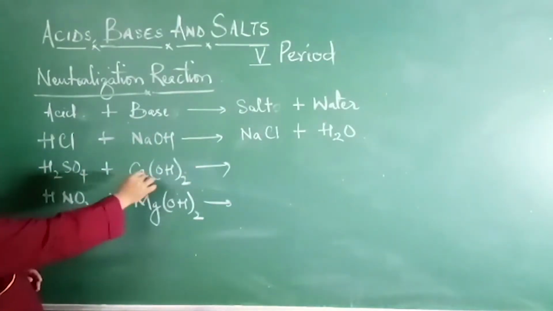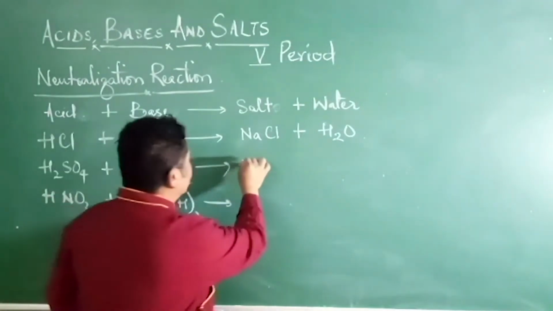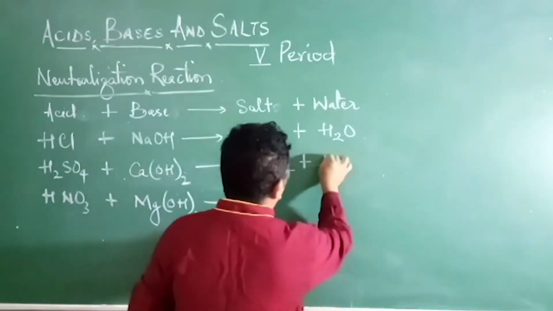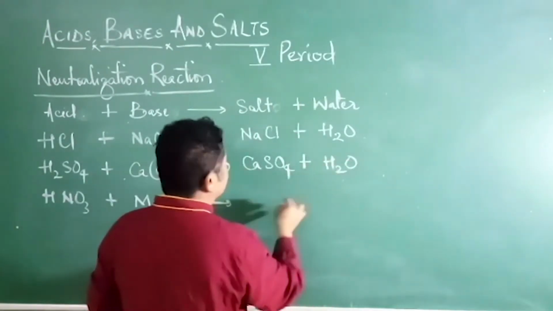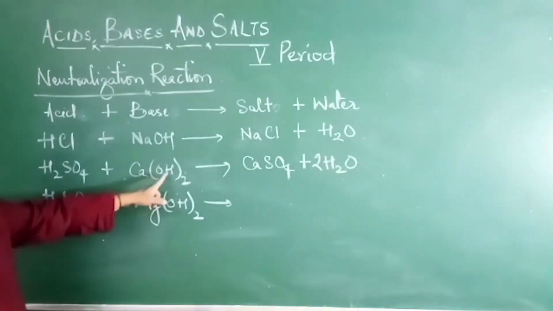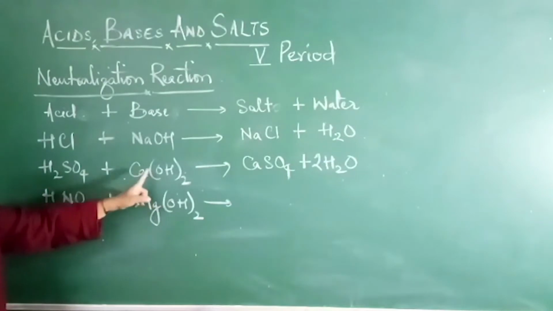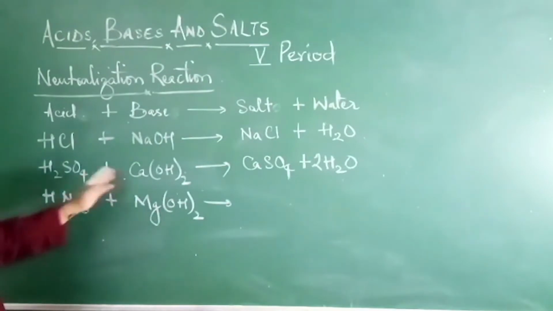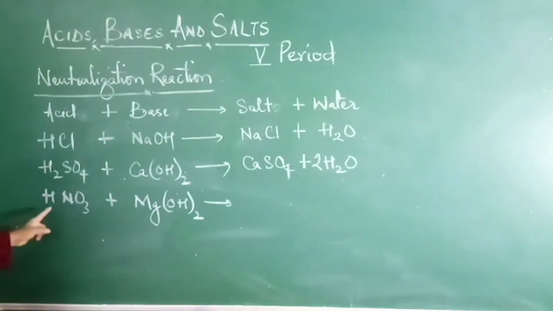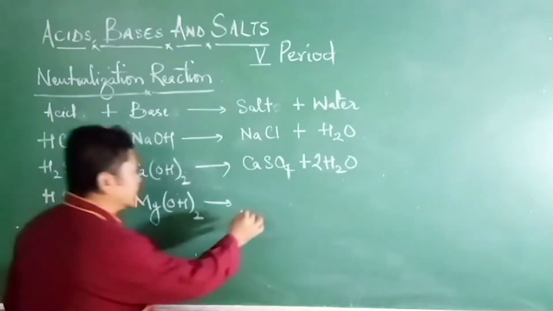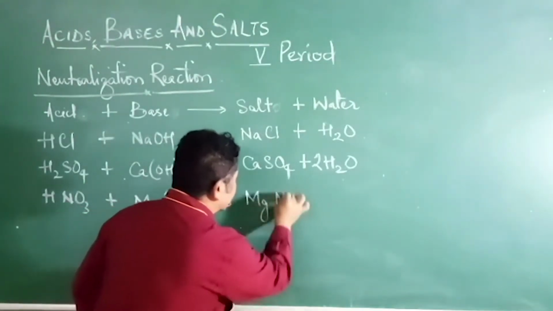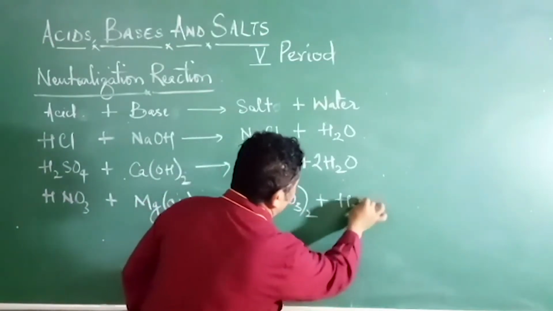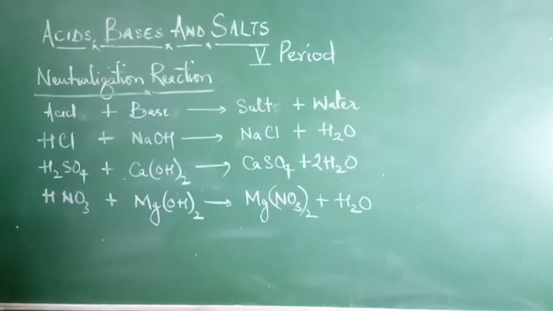Okay, equation balanced. Calcium hydroxide reacts with sulfuric acid to form calcium sulfate and water. Hydrogen, oxygen, calcium, sulfur: the equation is balanced. Then magnesium hydroxide reacts with nitric acid to form magnesium nitrate, which is the salt, and water. The equation is balanced.